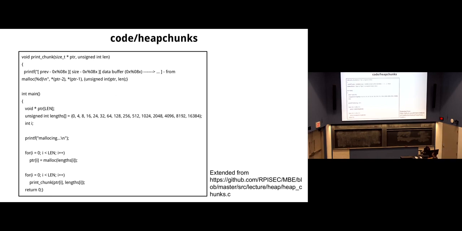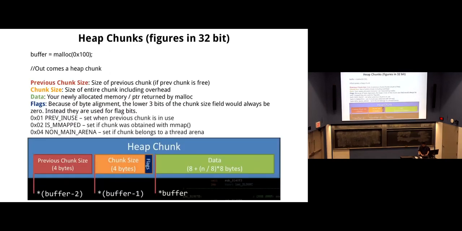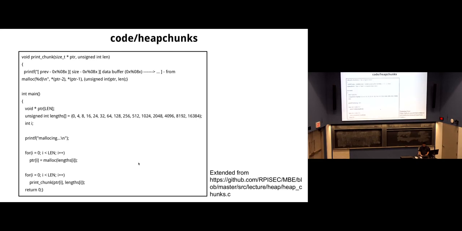So the print chunk function, you can see, its input is where the buffer is for each chunk, which is PTR i. That's what you usually use. But going into print chunk, you can see that we're actually accessing PTR minus 2 and PTR minus 1. So we go before the buffer. PTR is here, that's what you get from malloc. Then we go to PTR minus 2 and dereference it, so we get the previous chunk size, then we get the chunk size. Then we just print them out.